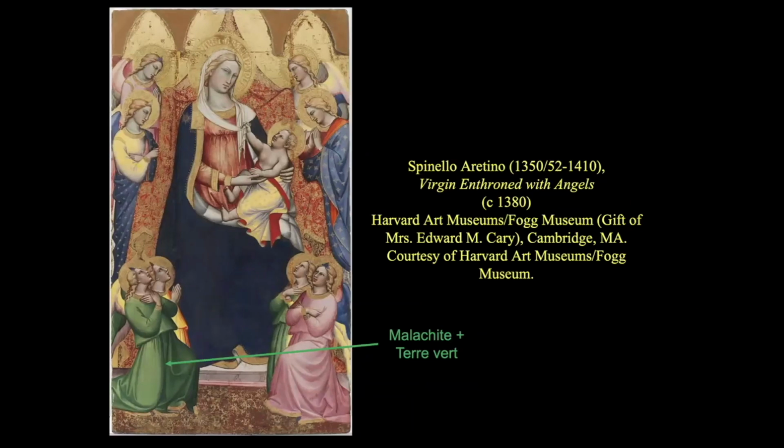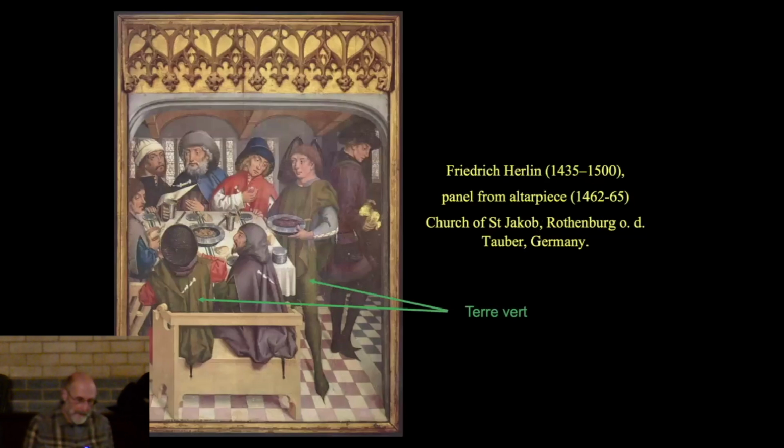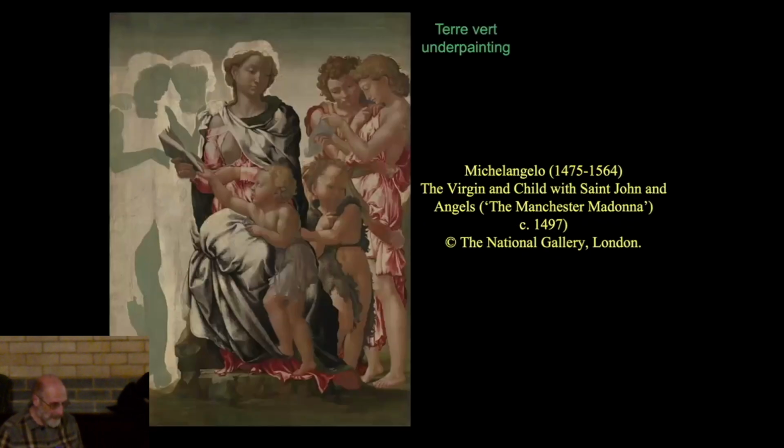They've also been found in Friedrich Herlin's extensive multi-paneled altarpiece in the Church of St. Jakob in Rothenburg, believed to have been made between 1462 and 1465. And in this panel, they appear to have formed the basis of several green garments. And then Michelangelo's unfinished Virgin and Child with St. John and the Angels, popularly known as the Manchester Madonna, because that's where it's held, from 1497, shows that an underpainting of green earths is visible on the left-hand side in this unfinished painting.